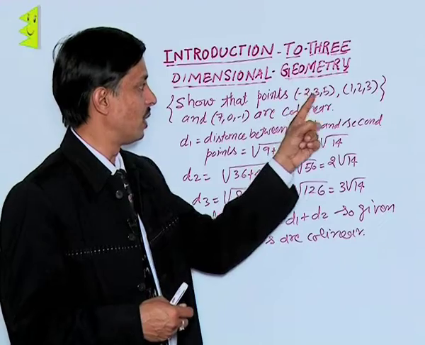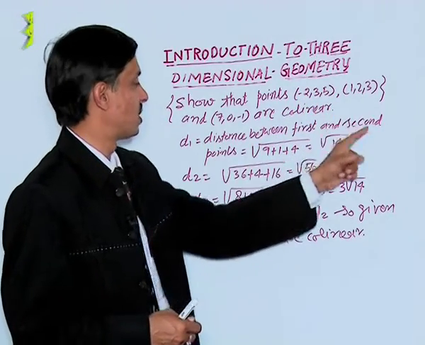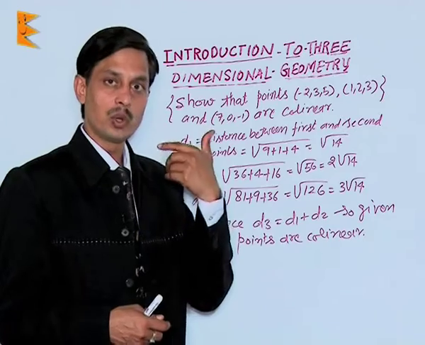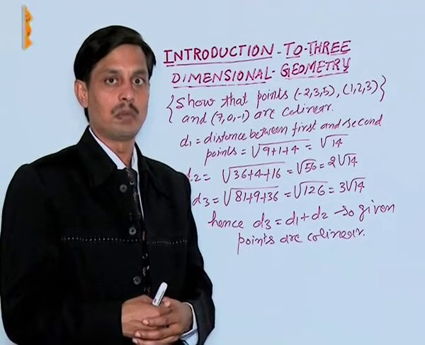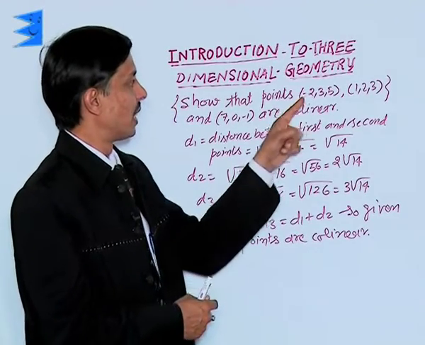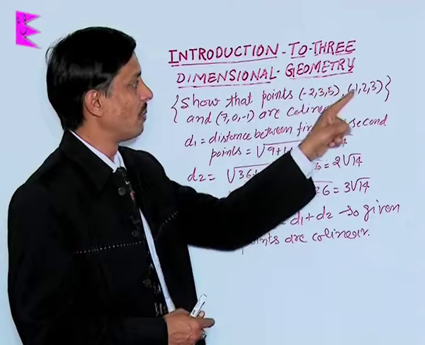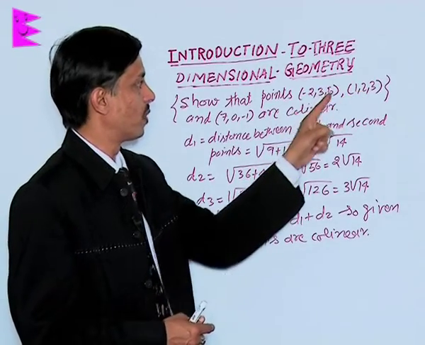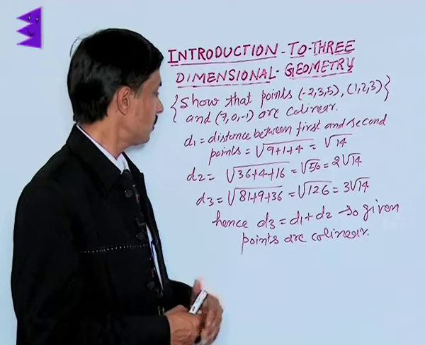First, the distance between the first and second point, D1, by using the routine formula: root of (x1 minus x2) squared plus (y1 minus y2) squared plus (z1 minus z2) squared. That comes, that is, -2 minus 1 is -3, its square 9. 3 minus 2 is 1, its square 1. 5 minus 3 is 2, its square 4. Root of 14.